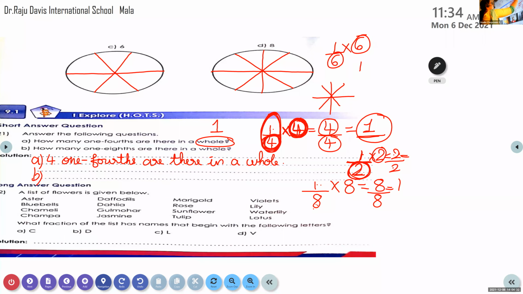Suppose 1/7. How many 1/7 will make a whole? 7. 7 1/7 will make a whole. How many 1/10 will make a whole? 10. 10 1/10 will make a whole. So in the same way, in the B question, how many 1/8 are there in a whole? 8. According to the denominator, 8 1/8 are there in a whole.